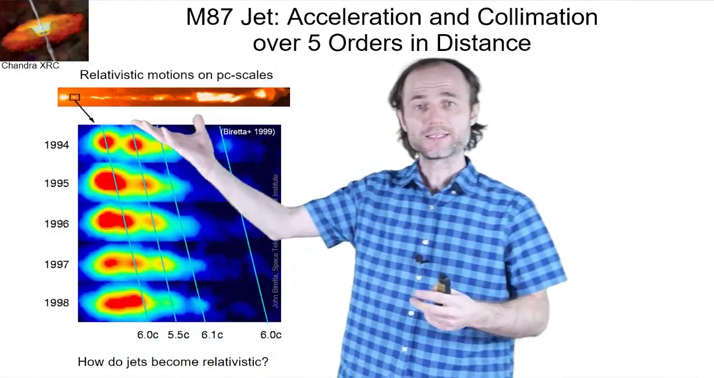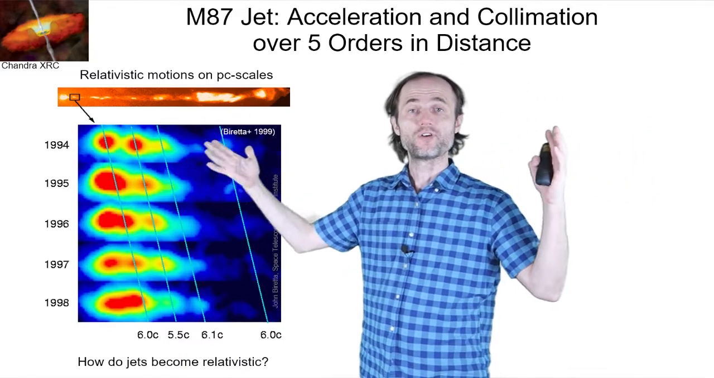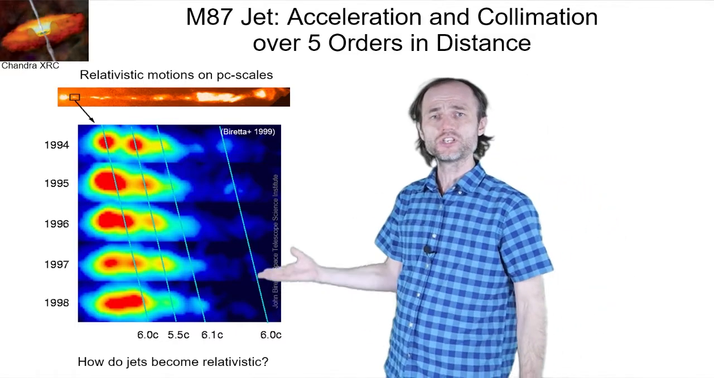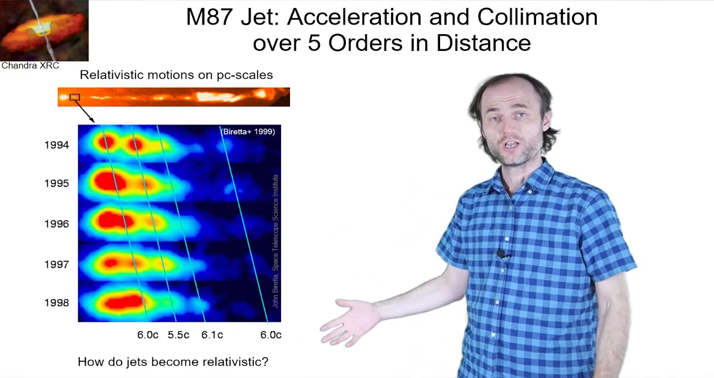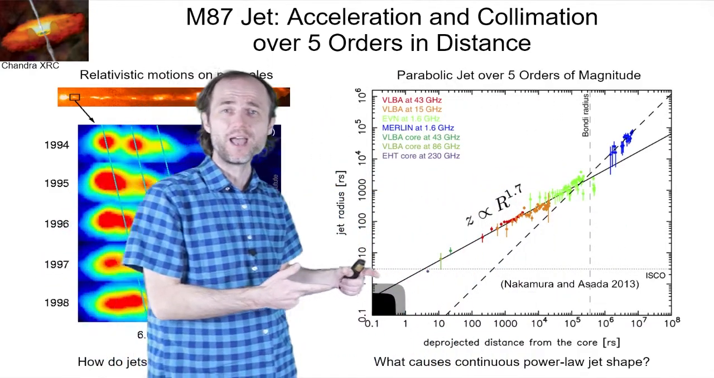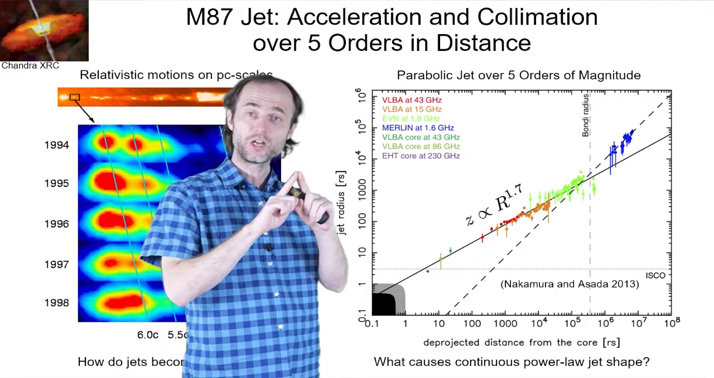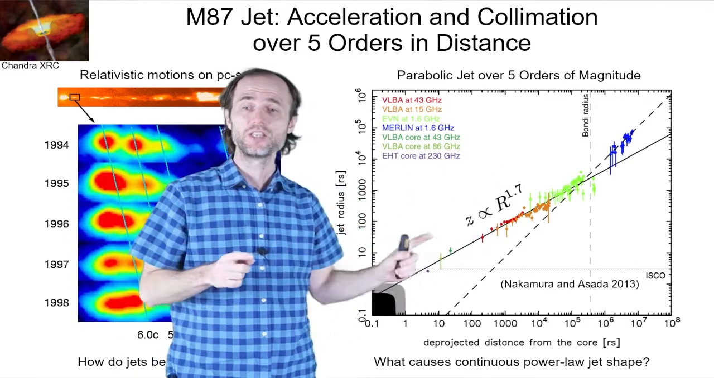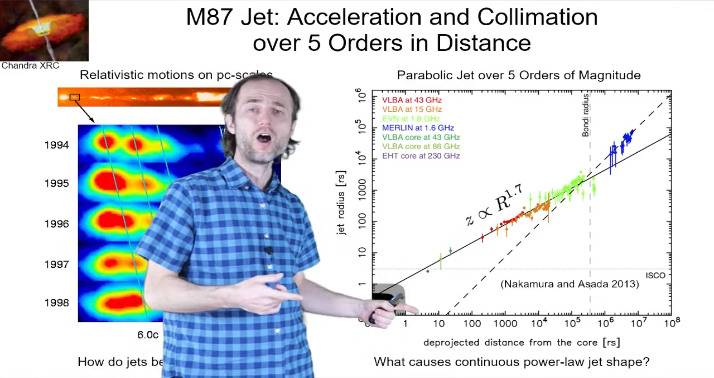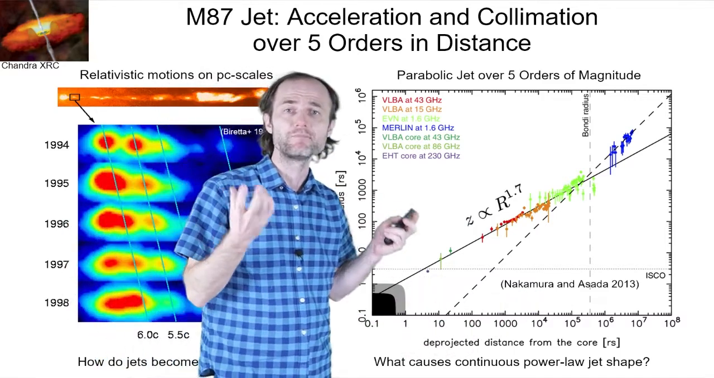Let us take a look at an example of the M87 jet, which extends out for about 5 kiloparsecs before falling apart. What's remarkable is that it reaches relativistic velocities, Lorentz factors of about 6, and also it manages to maintain almost a single power law dependence of jet cross-section versus distance. Z goes as r to the 1.7 power, over 5 orders of magnitude plus a little bit. How do jets manage to do that?